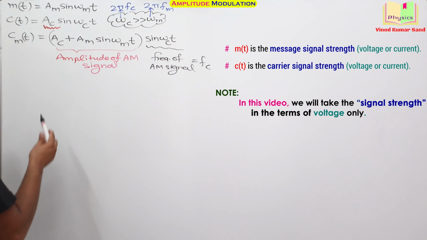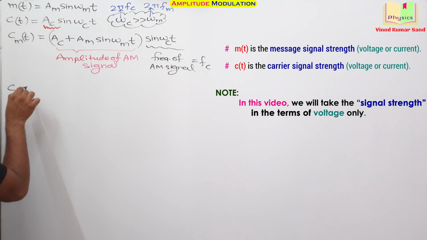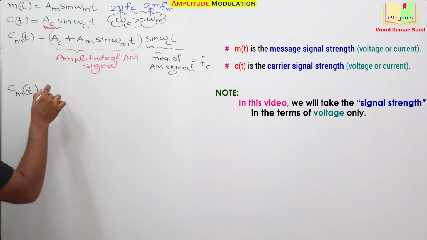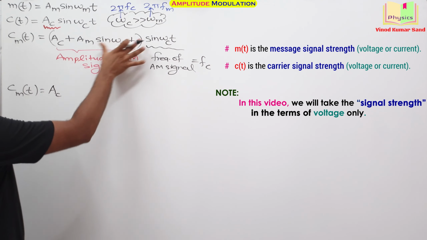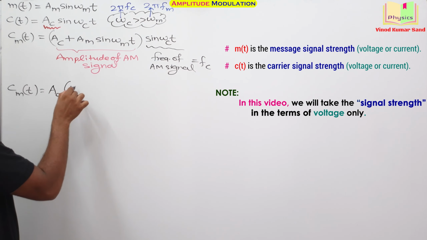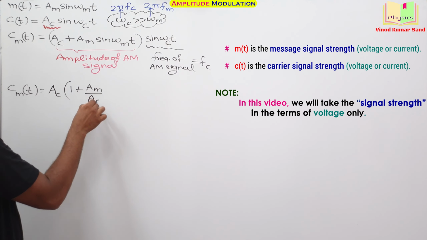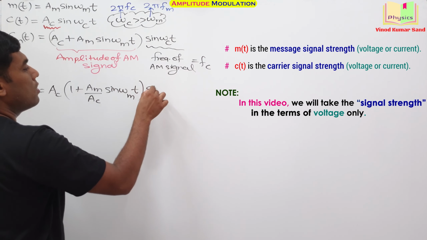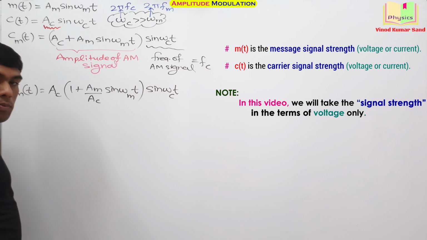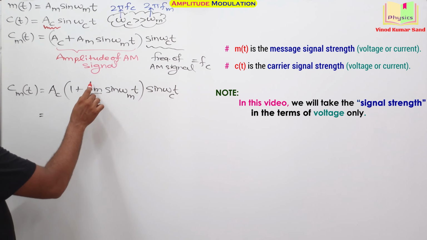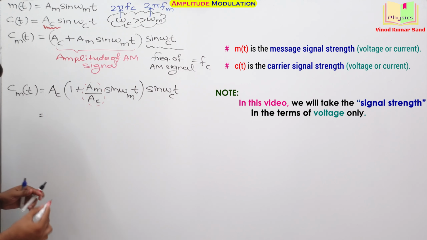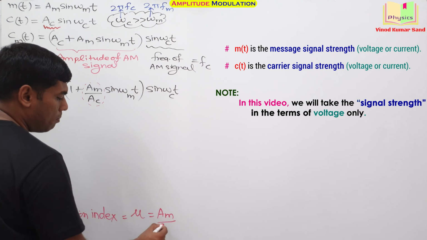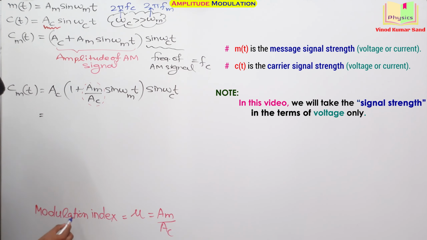Now let's carry further the derivation. In cm(t), I am taking out Ac from the expression here. So it will look like Ac(1 + (Am/Ac) sin ωm t) and then sin(ωc t). Okay. This Am by Ac is given a specific name. We call it the modulation index. μ is equal to Am by Ac. Sometimes they call it depth of modulation also.